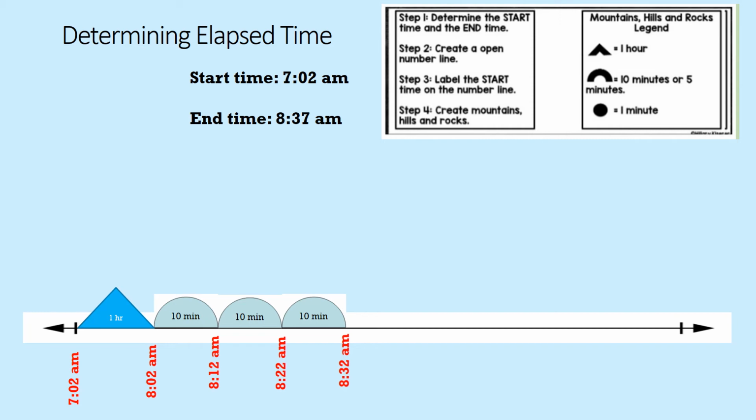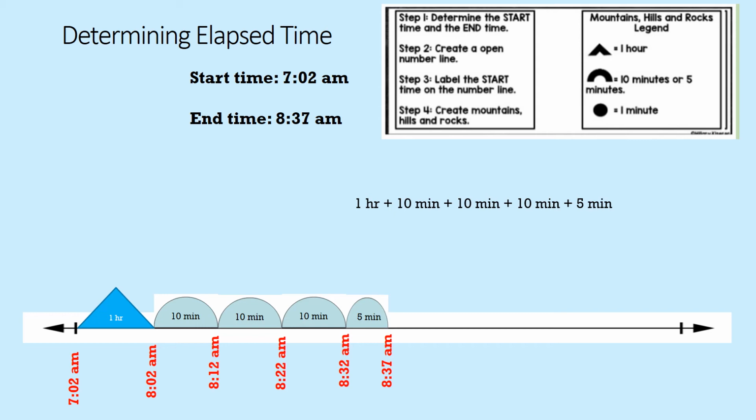So I think, 32 plus what number is 37? Turns out this time it's 5, so I'm not going to have any rocks. I'm just going to have mountain and hills. So I'm at 8:37 a.m. Now we have to add up our times. We have 1 hour plus 10 minutes plus 10 minutes plus 10 minutes plus 5 minutes.